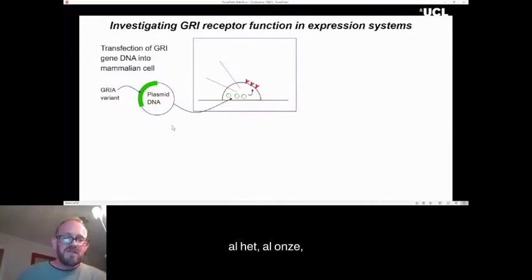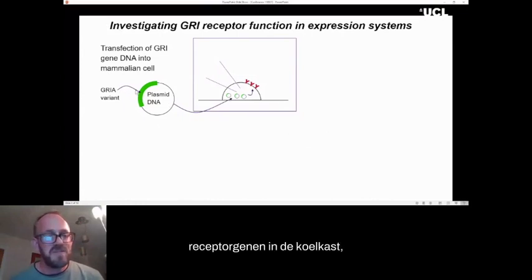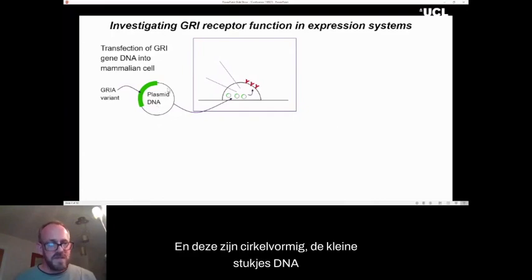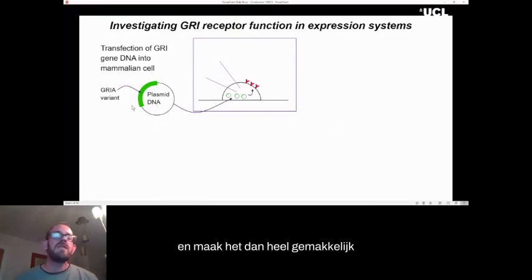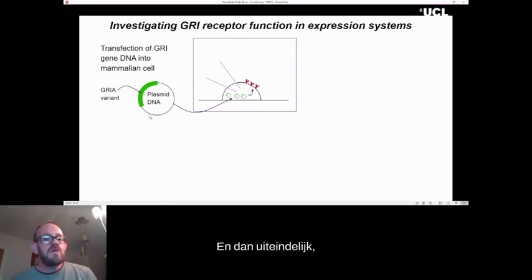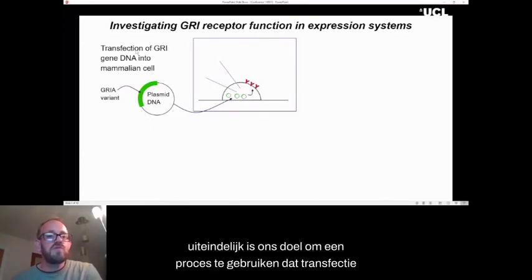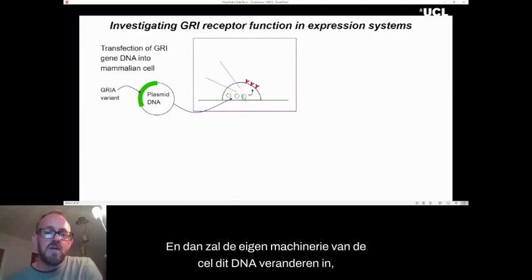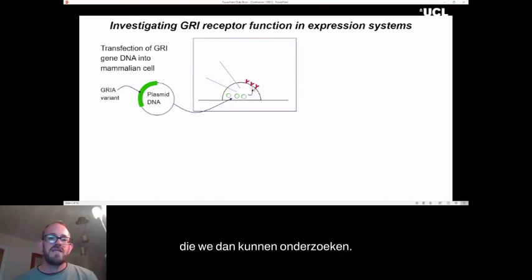So all of us researchers have all got all the glutamate receptor genes in the fridge, and they're stored within handy little units of DNA called plasmids. And these are circular little bits of DNA, and they make it very easy for us to amplify the DNA, purify it out, and then ultimately our goal is to use a process called transfection, which gets this plasmid DNA into our cell of choice, and then the cell's own machinery will turn this DNA into the glutamate receptors, which we can then examine.